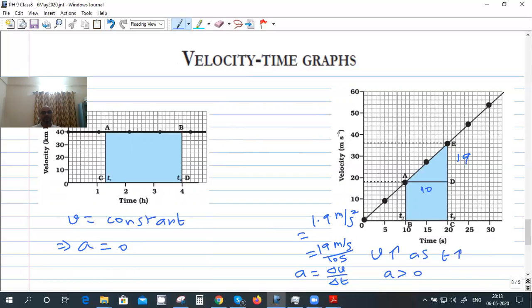So this is the velocity time graph under constant acceleration. We won't go beyond constant acceleration. We will not consider cases where the acceleration is not constant. We'll stick to constant acceleration.